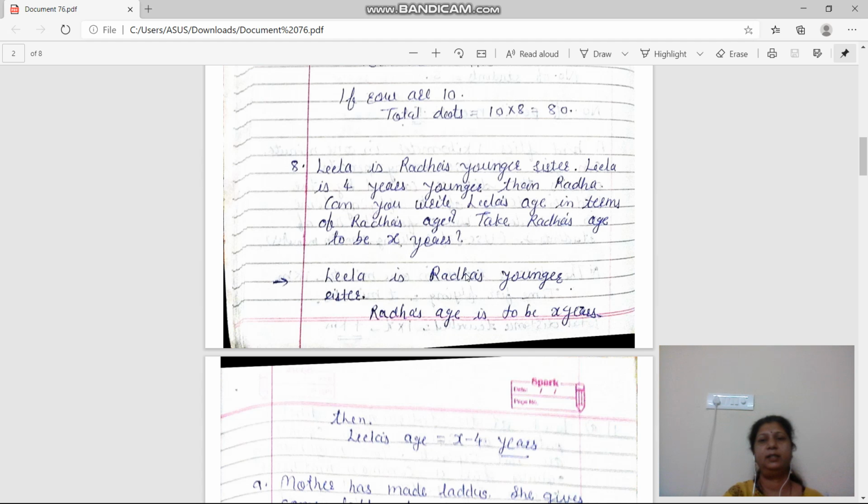So Leela is Radha's younger sister. Radha's age is to be x years. We have to assume Radha's age as x years. Then Leela's age is equal to x minus 4 years. Whatever Radha's age, we have to subtract 4, because Radha is the elder one and Leela is younger than her, right? So Leela's age is x minus 4. Get it? Fine. Next.